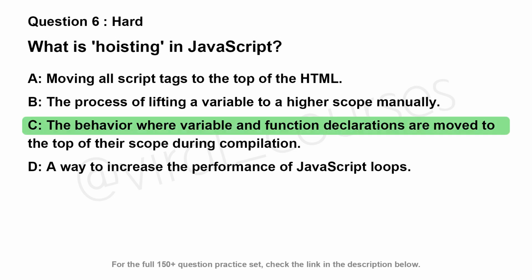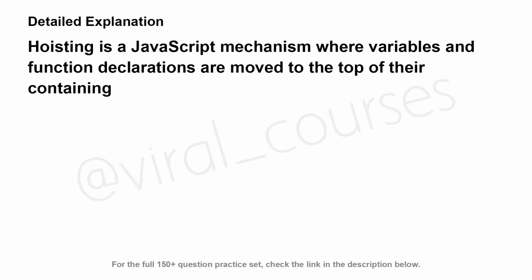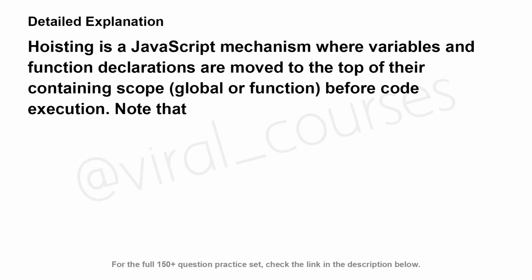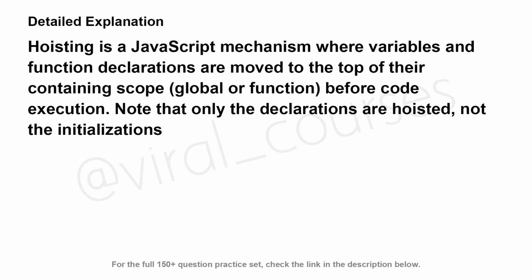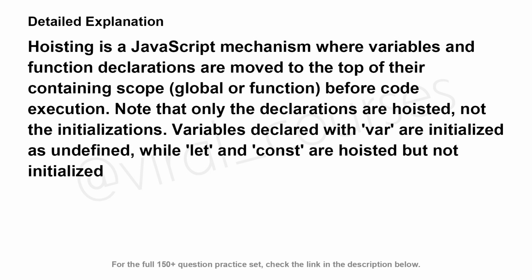The correct answer is C. Hoisting is a JavaScript mechanism where variables and function declarations are moved to the top of their containing scope, global or function, before code execution. Note that only the declarations are hoisted, not the initializations. Variables declared with var are initialized as undefined, while let and const are hoisted but not initialized, the temporal dead zone.